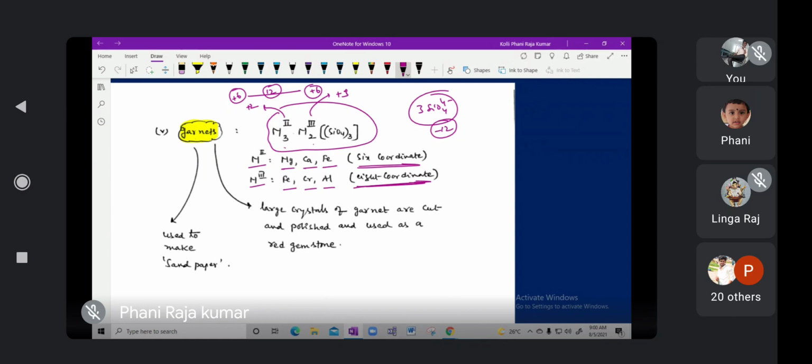Mainly, garnets are used to make sandpaper. We use sandpaper for smoothness, that paper is made up of garnets. In addition to that, large crystals of garnet are cut and polished and used as a red gemstone. One type of garnet, by properly cutting and polishing, can be prepared as a gemstone having a red color.